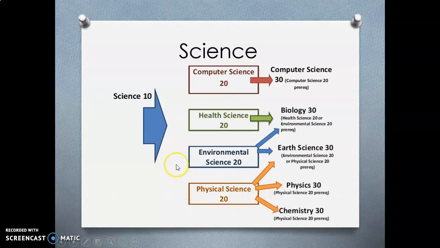So oftentimes I will recommend that people take, depending on their interests, either the Health Science or Environmental Science, because that will get you into the biology, and then Physical Science because it gets you into Physics and Chemistry. Now if you're a computer science person, definitely consider just Computer Science 20 because that leads you into the 30. Great class also, but if you very much want to be in the Bio 30, Physics 30, Chemistry 30, you are going to need the Health Science, Environmental Science, or Physical Science.